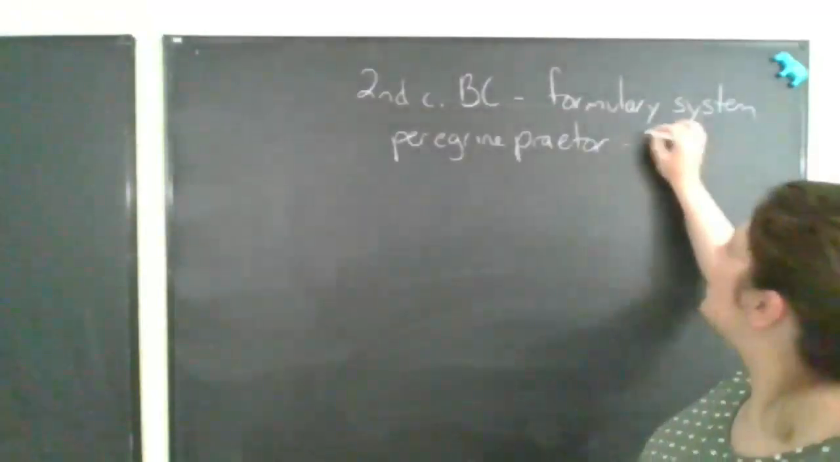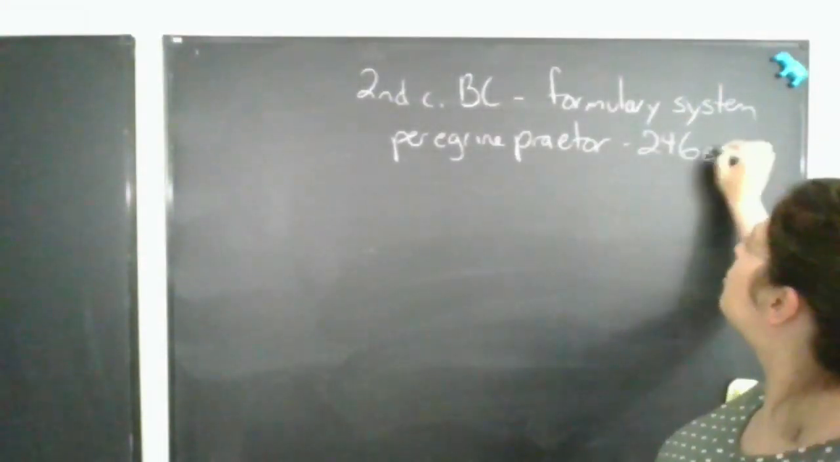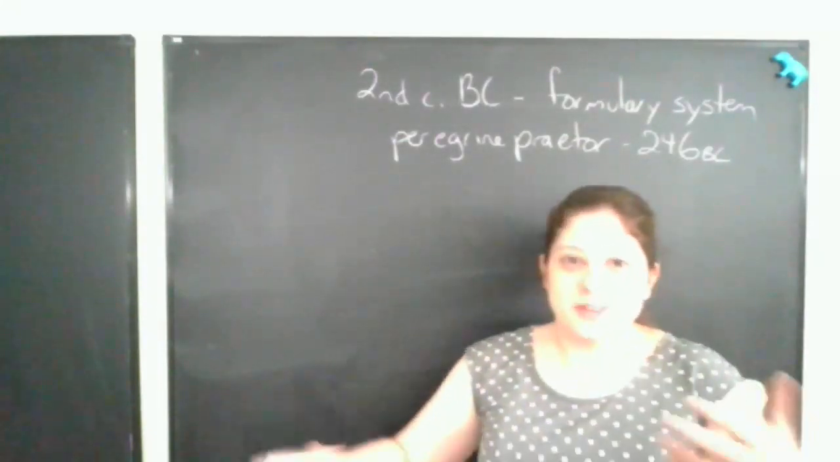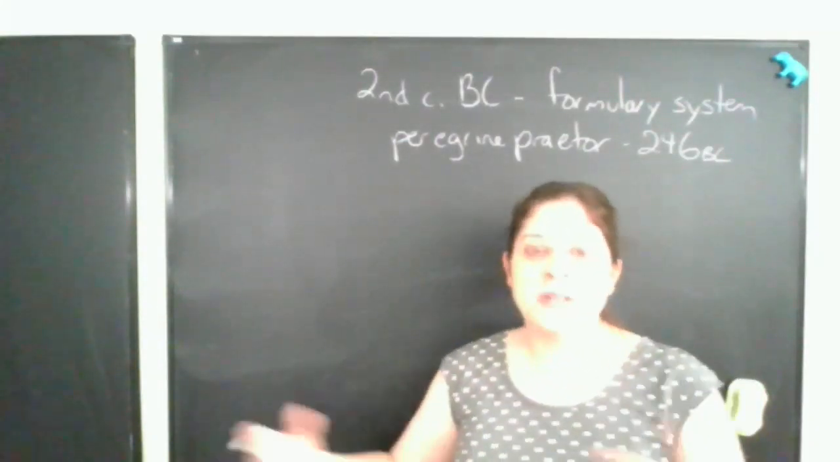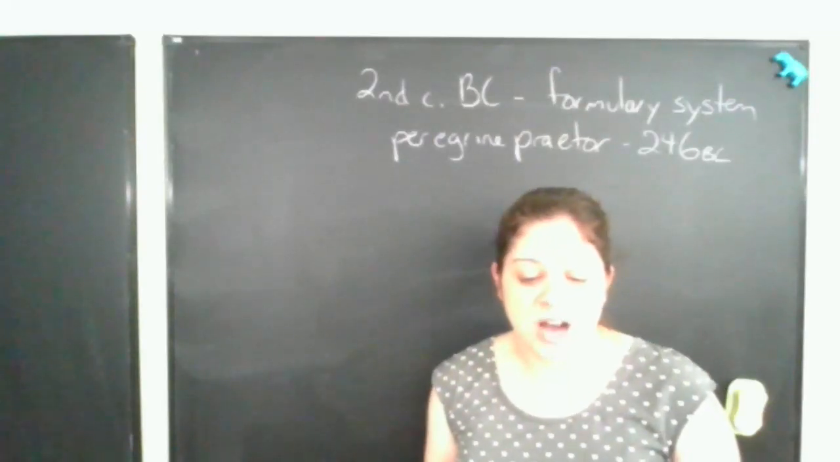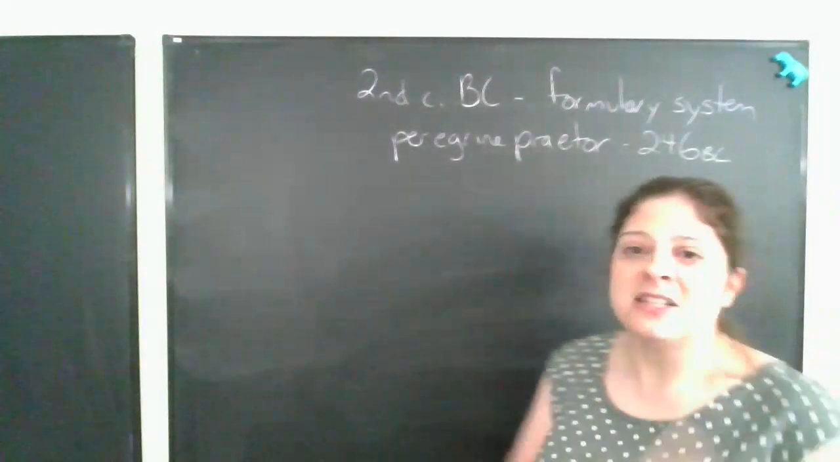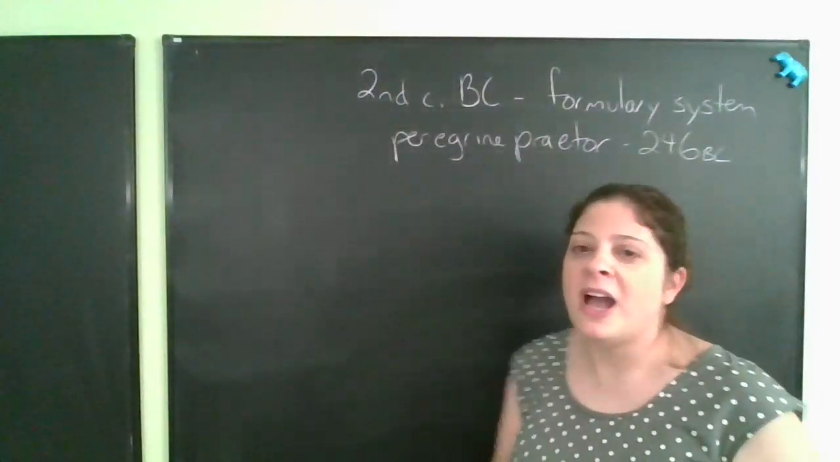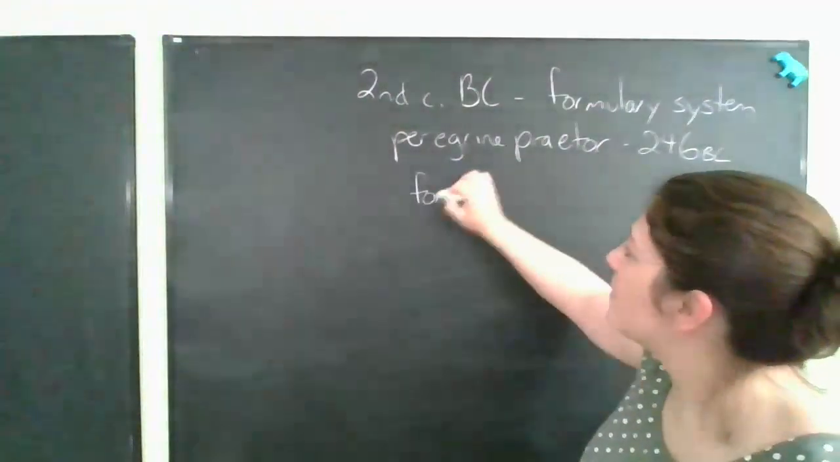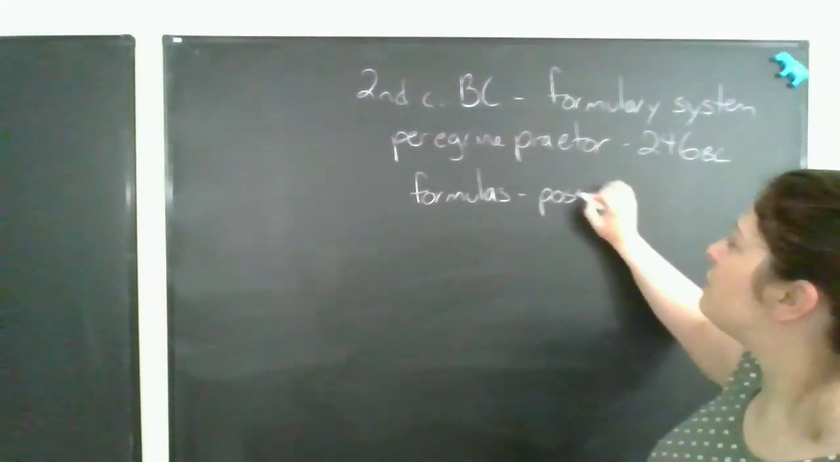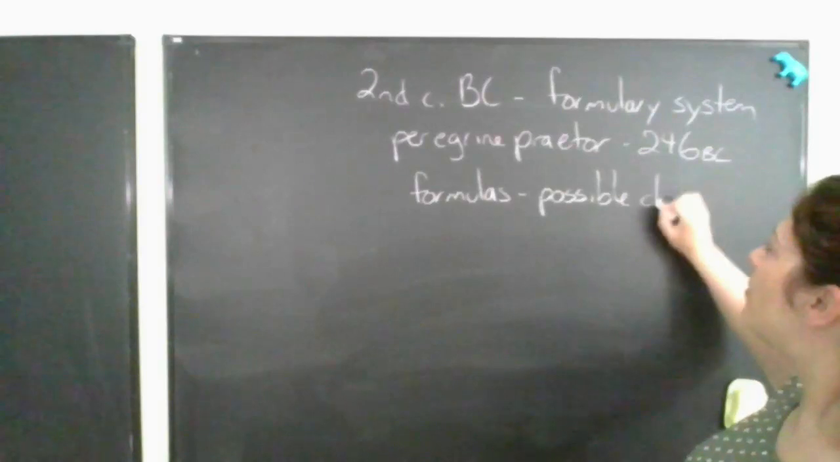This is a magistracy that's established in 246 BC, and then as he realizes that the Legis Actio system cannot help him, he develops the formulary system over time. So what the praetor does here is he essentially took the law code of Rome and he wrote up a series of formulas based on the law code. And these formulas are just possible charges you can bring against someone.